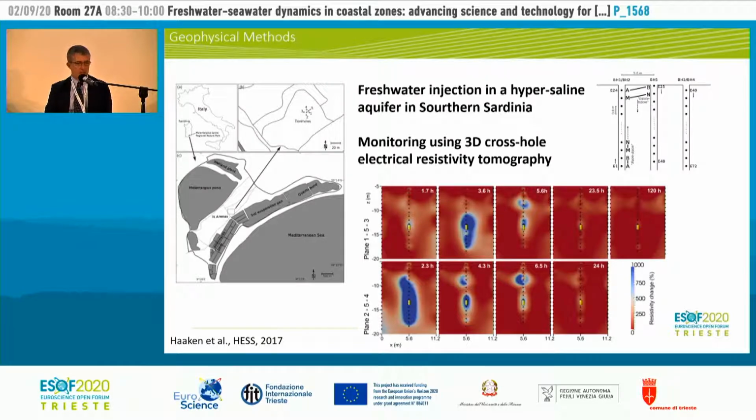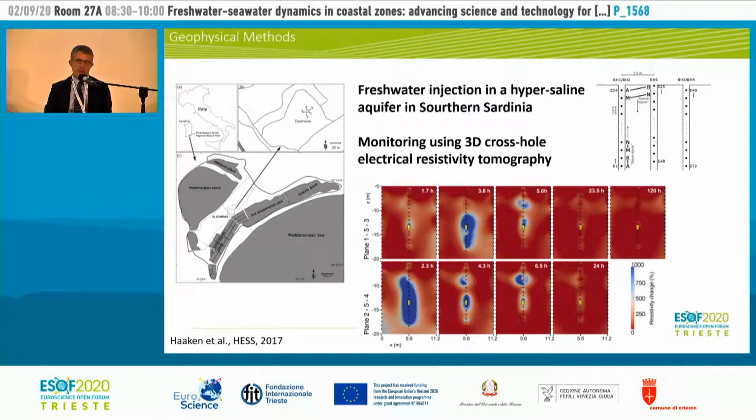Okay, this is a coastal area in Sardinia. We are very close to Cagliari, the main city in Sardinia, and this is an experiment to show that it is possible to see in a hypersaline aquifer. We're talking about an aquifer that has nearly 200 grams per liter NaCl concentration, because this is an aquifer that is lying below ancient salt works since Roman times.